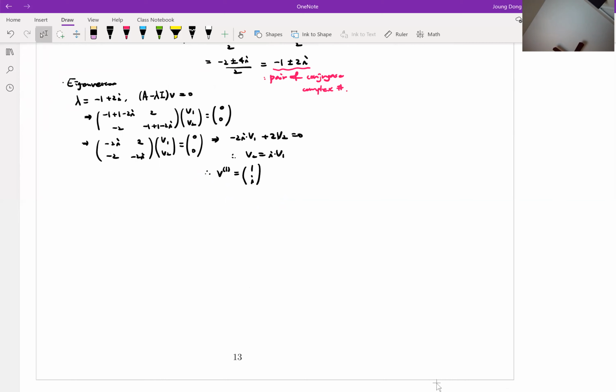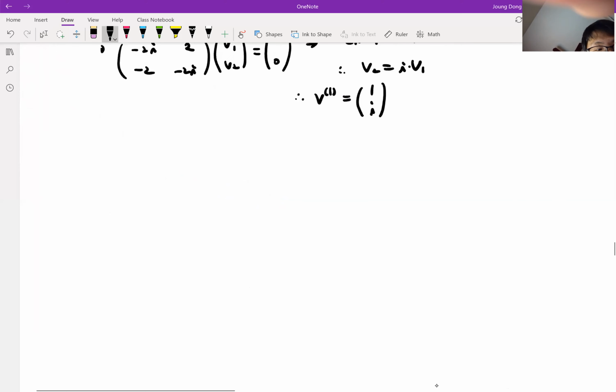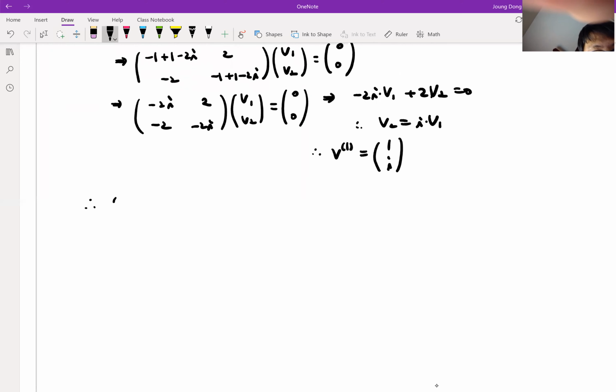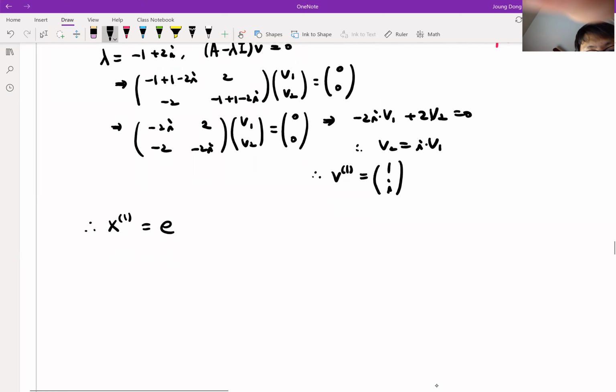Okay, so now since my eigenvector is (1, i), then we can write the solution. Here we go. My solution x1 is equal to e to the my eigenvalue, which is -1 plus 2i, right? e to the (-1 plus 2i)t, then the eigenvector.